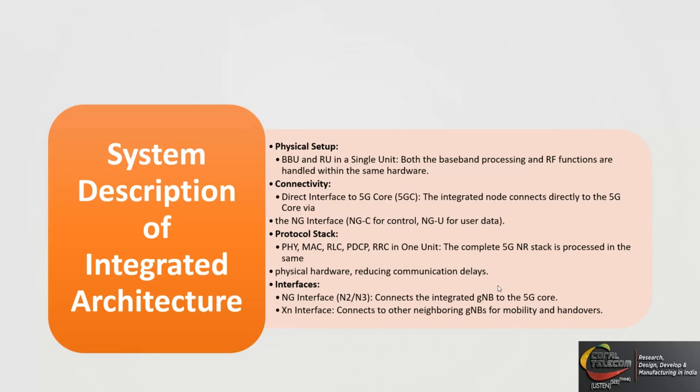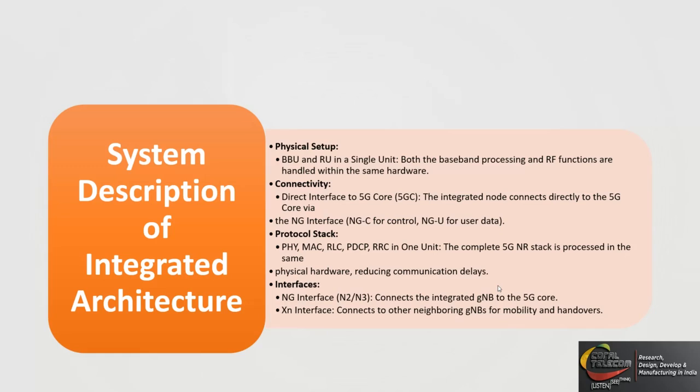So how many interfaces does this integrated hardware have? It basically has two types of interfaces. One is called the NG interface, and another is called the Xn interface. NG is where this radio communicates with the core network side. So this becomes the NG interface.